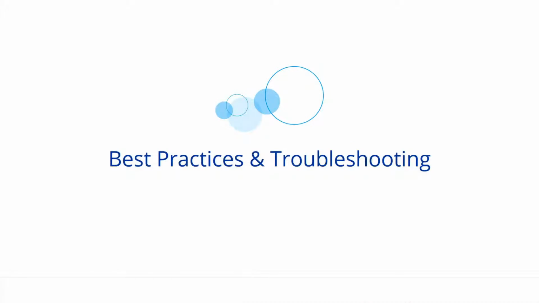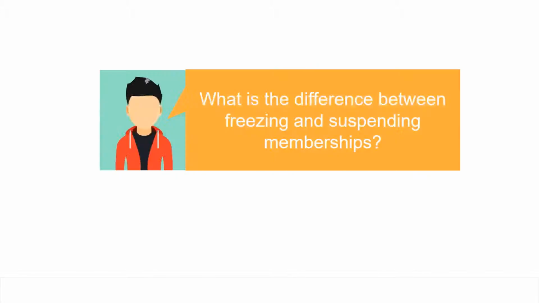To finish up, we're going to cover some best practices and troubleshooting when it comes to memberships and loyalty points. What is the difference between freezing and suspending memberships? This is a really great question. The primary difference between freezing and suspending is that customers can still be charged a reduced price while the membership is frozen. They may also be able to use benefits while it's frozen as well, depending on how you set up the freeze options within that membership. Suspending a membership stops all billing and benefit accrual for a customer's membership.